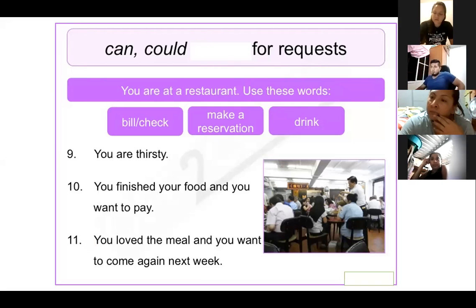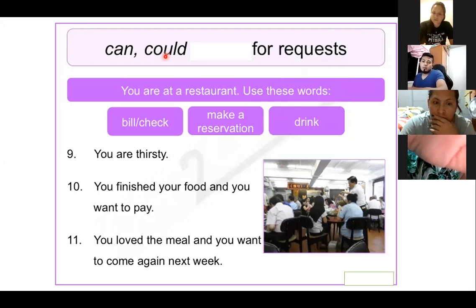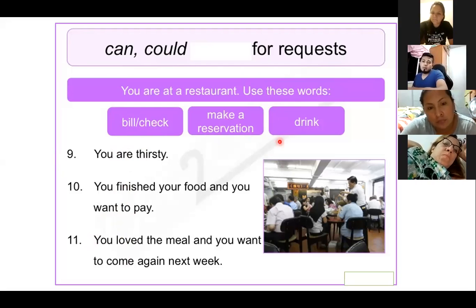Very good. Now, what are we doing here? We're gonna write like a request using can or could. You have the three situations, right? Cada una tiene su situación distinta. And you have here the words that you can use, right? To make your requests with can or with could, right?